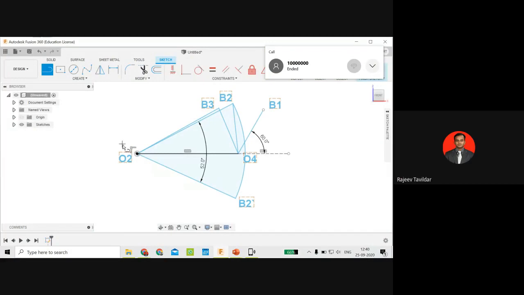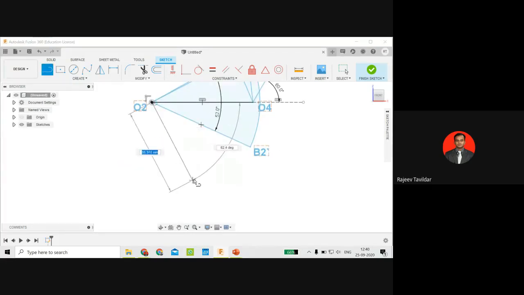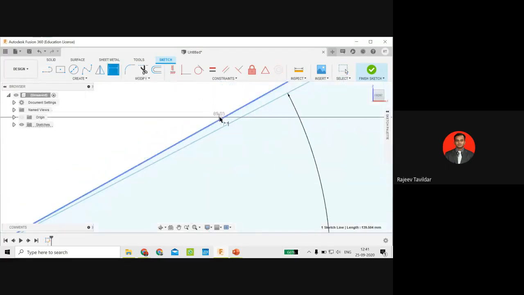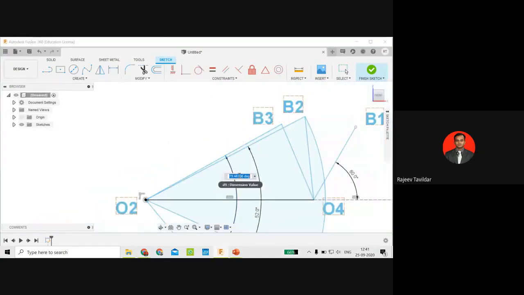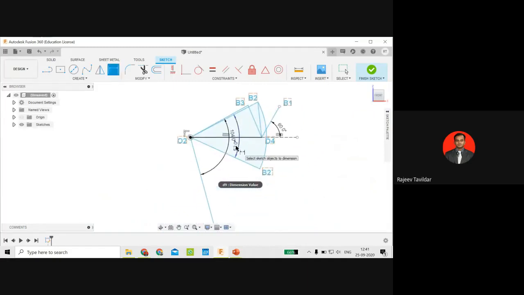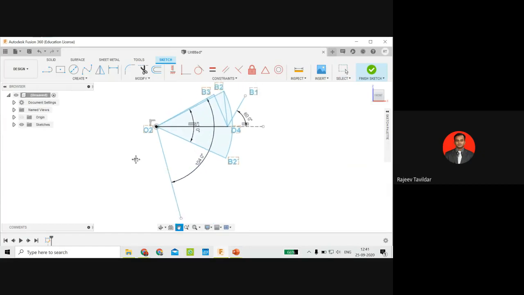So I'll draw a random line, and I'll measure the angle here from this angle to this line. So this has to be 104 degrees. So now I'll draw the arc here.